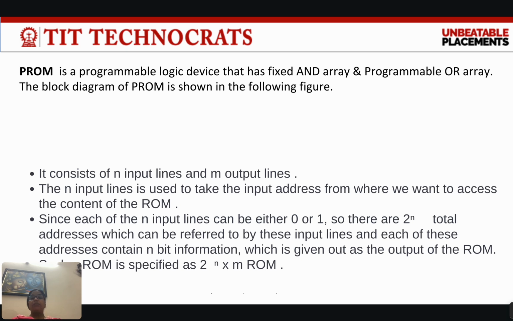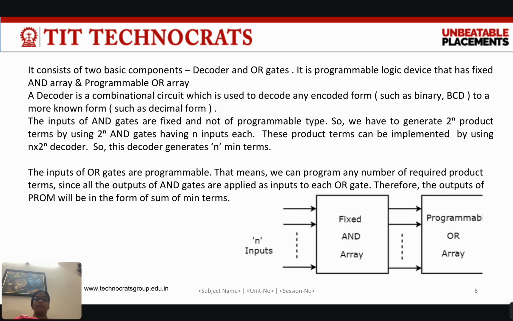The block diagram of PROM is shown in the figure. It consists of N input lines and M output lines. The N input lines are used to take the input address from where we want to access the content of the ROM. Since each of the N input lines can be either 0 or 1, there are 2 to the power N total addresses which can be referred to by these input lines, and each of these addresses contains M-bit information, which is given out as the output of the ROM. ROM is specified as 2 to the power N times M ROM.